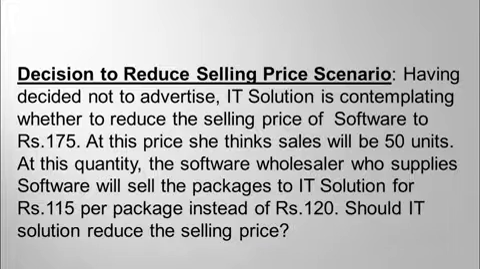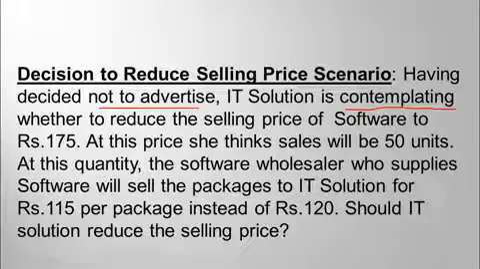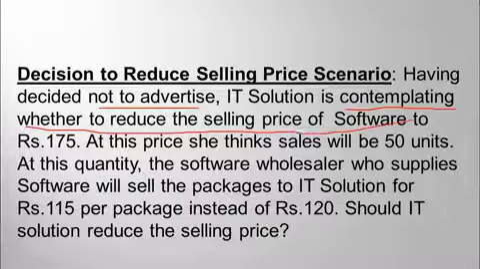Now next we can take another situation. Now the same company wants to reduce the selling price. If the selling price of the software is reduced, what will happen? So now the company has decided not to advertise. The company is contemplating whether to reduce the selling price of the software to rupees 175. Actually the selling price of the software is rupees 200. Now the company wants to reduce the selling price to rupees 175 from rupees 200.